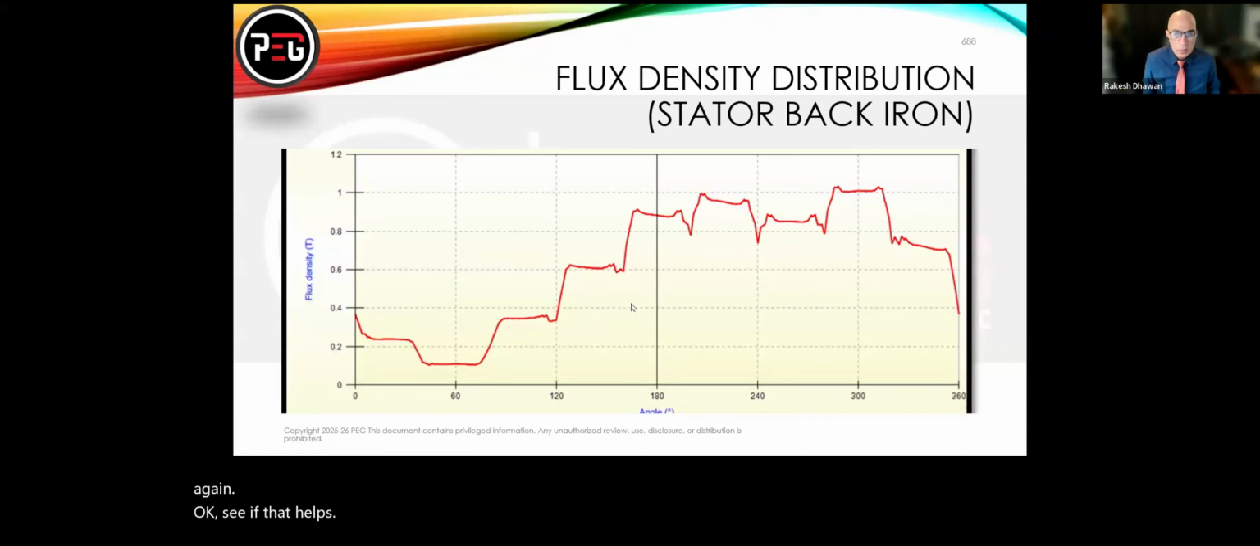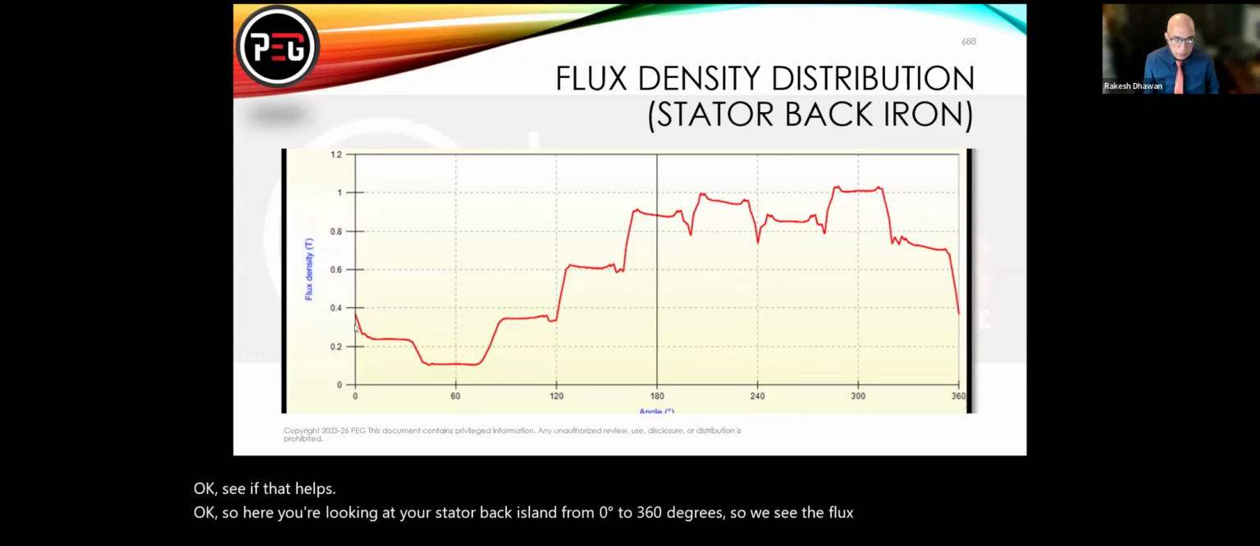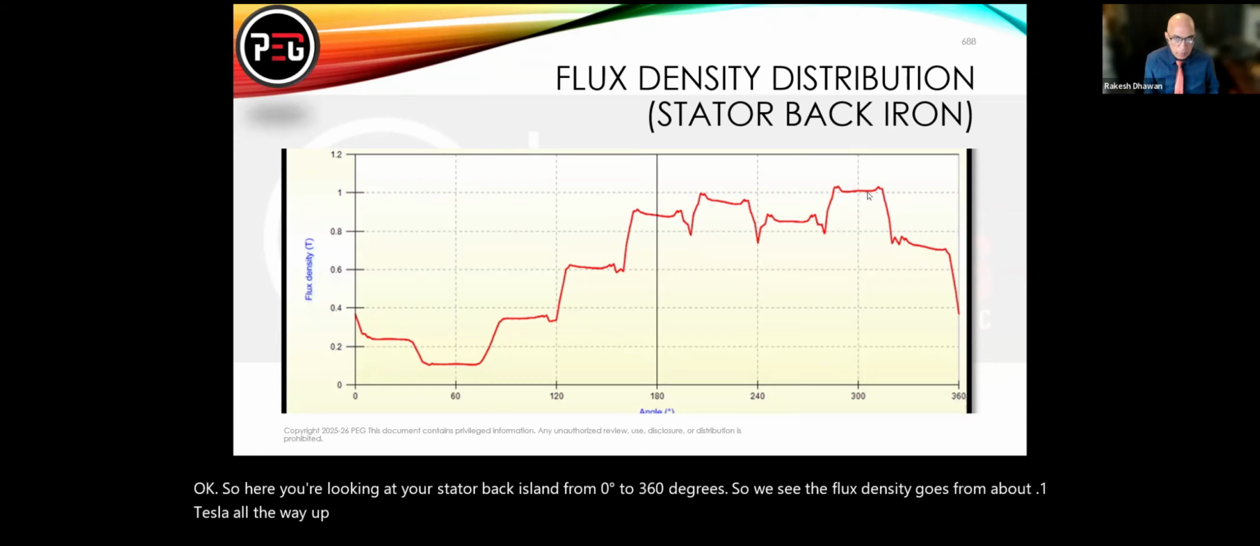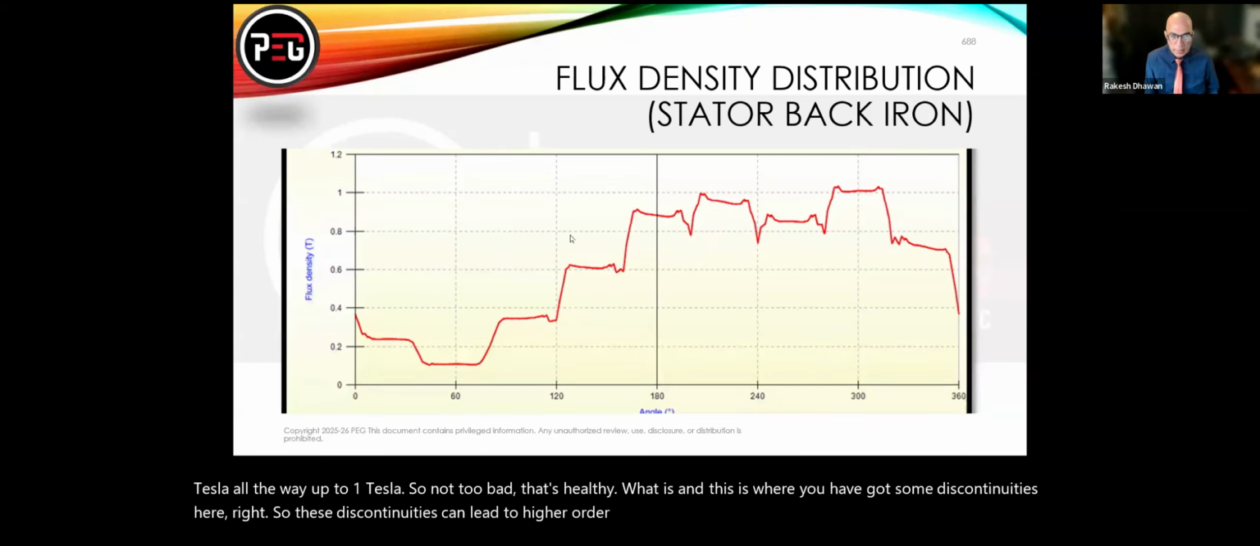Okay, so here you're looking at your stator back iron from 0 degrees to 360 degrees. We see the flux density goes from about 0.1 Tesla all the way up to 1 Tesla. So not too bad, that's healthy. And this is where you have some discontinuities, right? These discontinuities can lead to higher order harmonics in producing the back EMF.